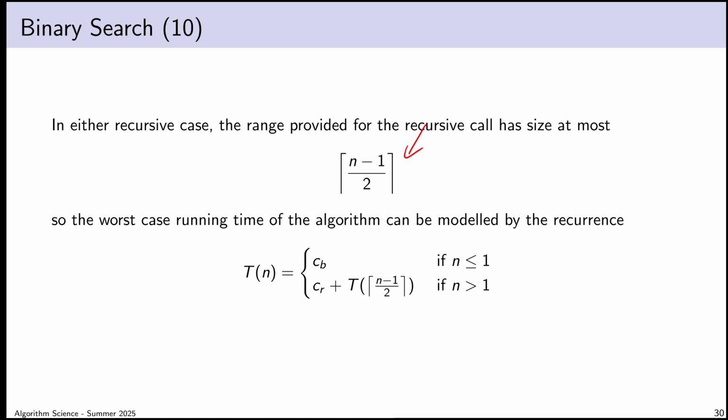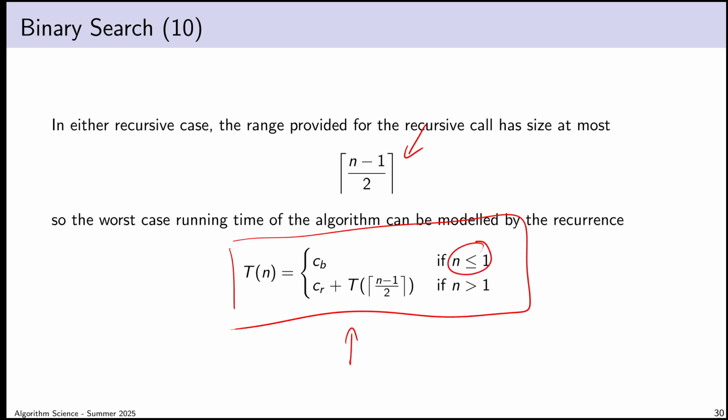And that means that our recurrence finally ends up being this. T of n equals C sub b in the base case. And I've even written the base case as n less than or equal to 1, just in case there's a situation where the range comes back having size 0. And then in the recursive case, it's C sub r plus T of the ceiling of n minus 1 over 2. Okay? So what do I do with this?